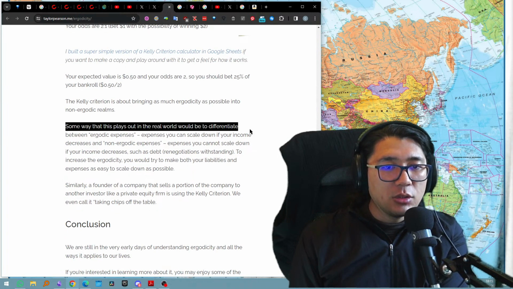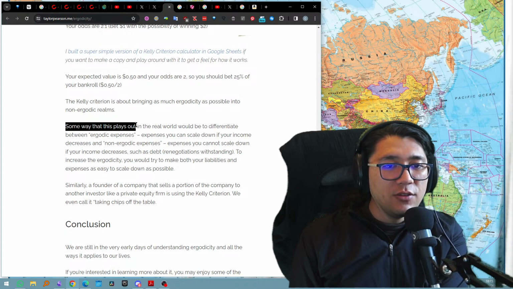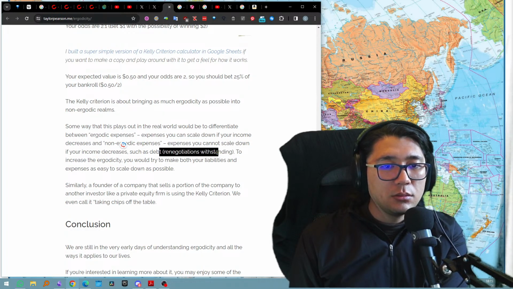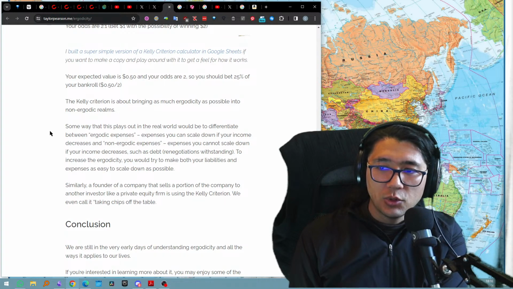One way that this plays out in the real world would be to differentiate between ergodic expenses you can scale down if your income decreases, and non-ergodic expenses you cannot scale down, such as debt. To increase the ergodicity, you would try to make both your liabilities and expenses as easy to scale down as possible. Interesting to know.